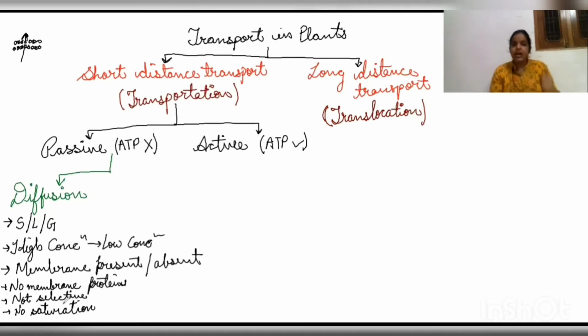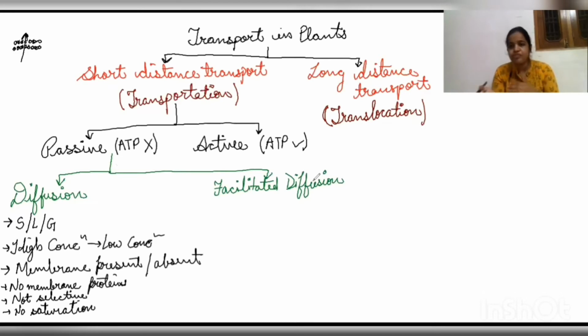The last point: if ATP is not used in diffusion, we call this kind of process a downhill process, or we can say it's not an uphill process. Clear? So diffusion is not an uphill process. Remember this point. Next we have the second type of passive transport, and that is facilitated diffusion.